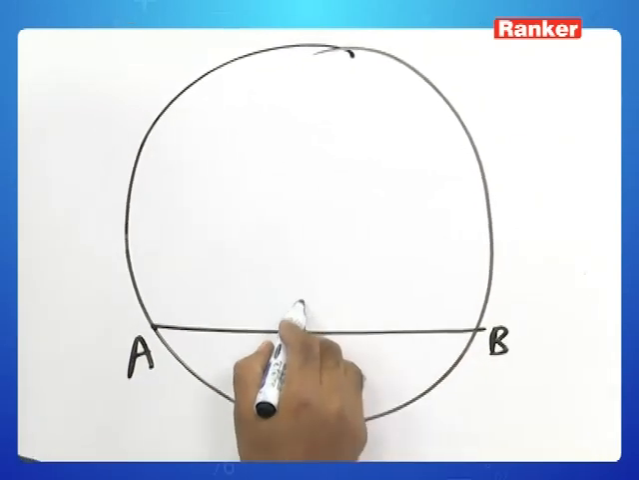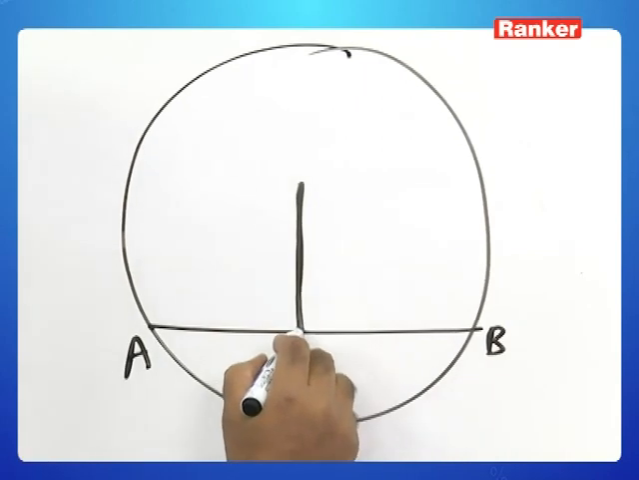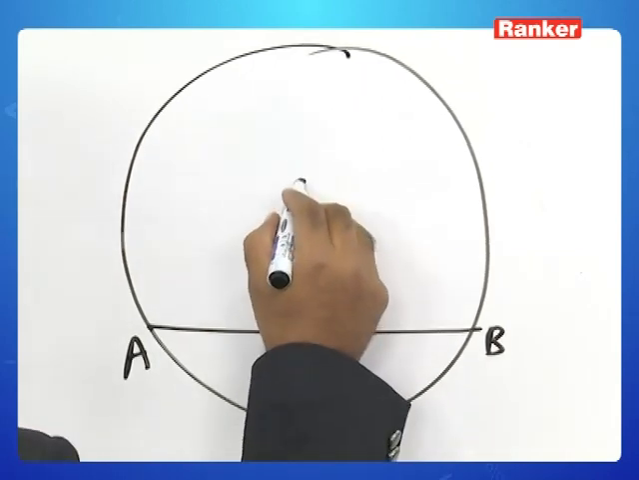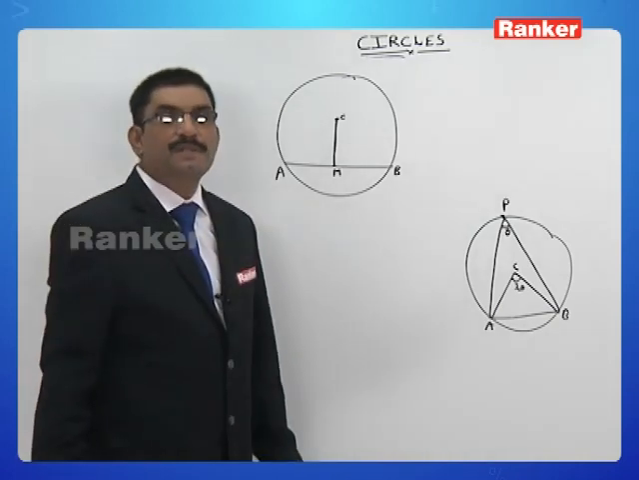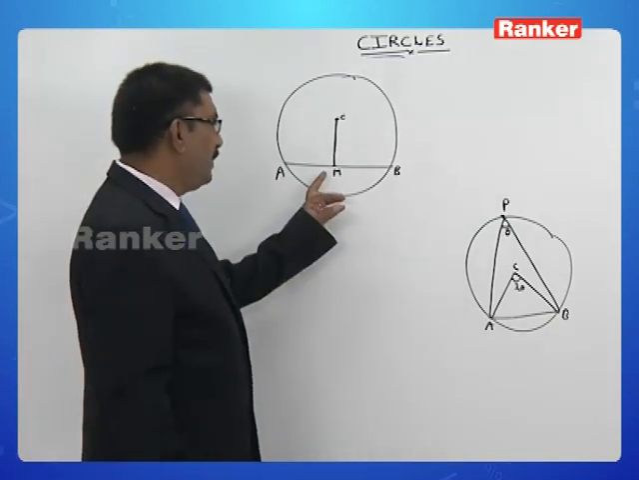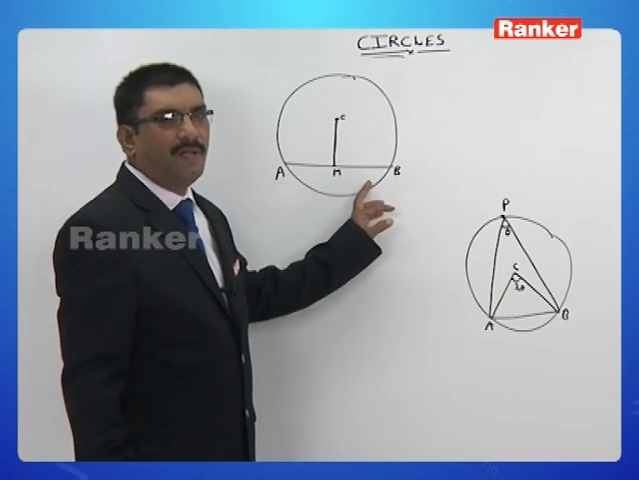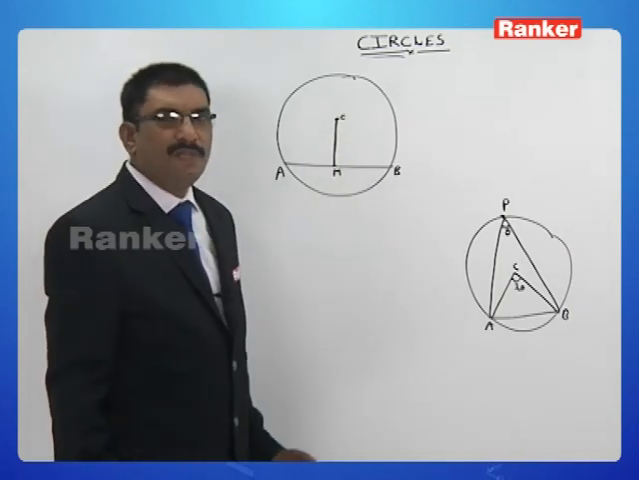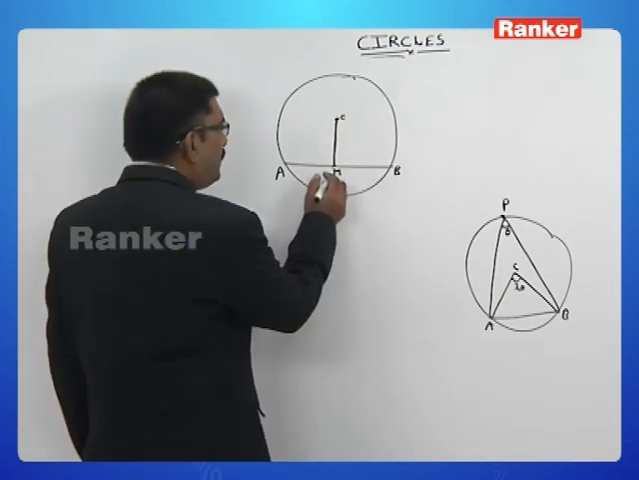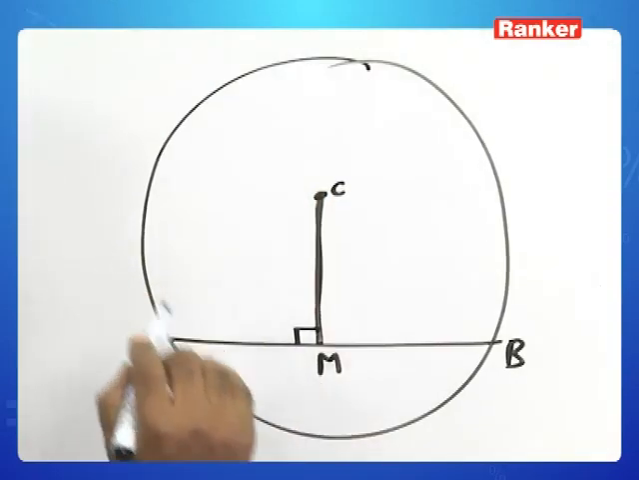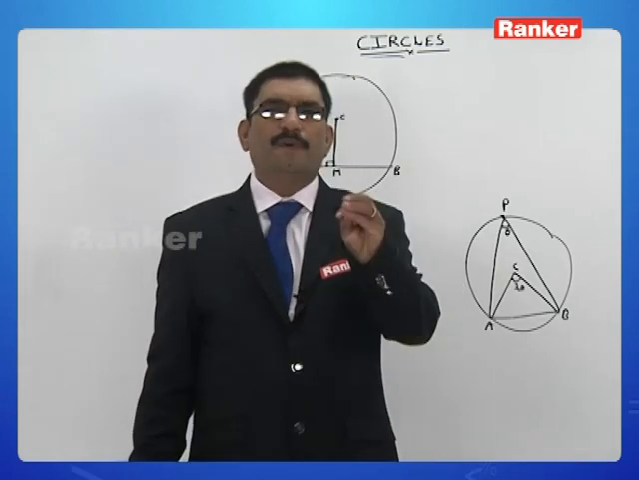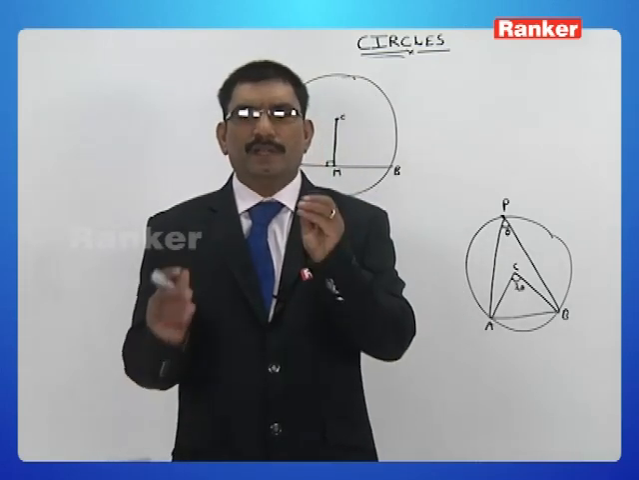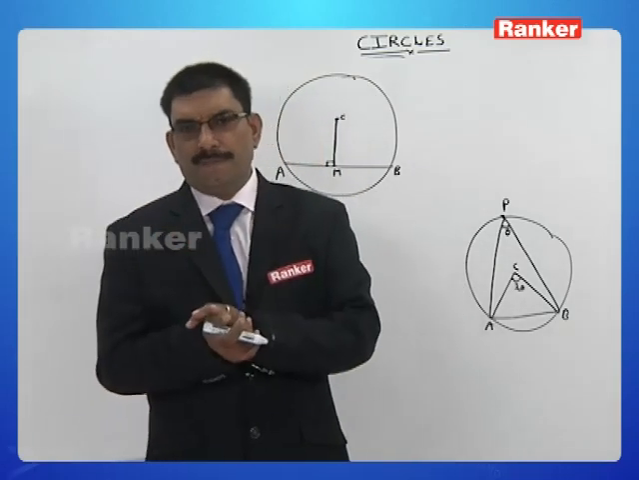the perpendicular bisector of a chord always passes through the center. Always passes through the center. The perpendicular bisector of the chord always passes through the center. And this is a midpoint and also perpendicular. So therefore, these are some basic properties of a chord in circles.